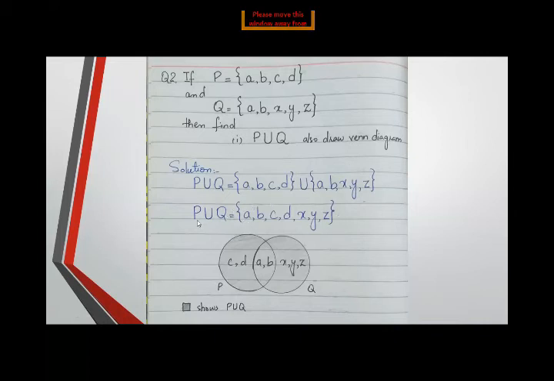So here we write P union Q is equal to A, B, C, D, X, Y, and Z. Okay, which elements are similar in both sets? We only list them once in a set. Don't write twice. Only write one time in a set.